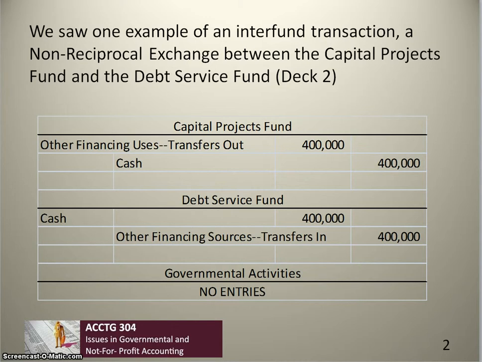We already in Deck 2 saw one example of an interfund transaction. This was a non-reciprocal exchange or an interfund transfer between the Capital Projects Fund and the Debt Service Fund, when we were required to transfer bond proceeds from the Capital Projects Fund to the Debt Service Fund because there were restrictions on the government's use of the bond proceeds.